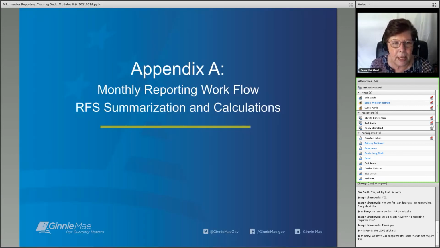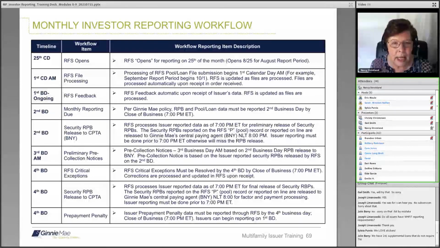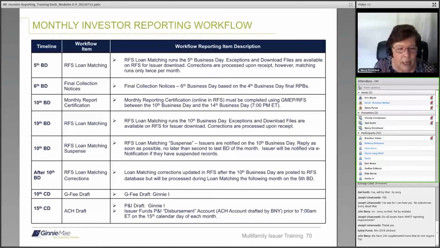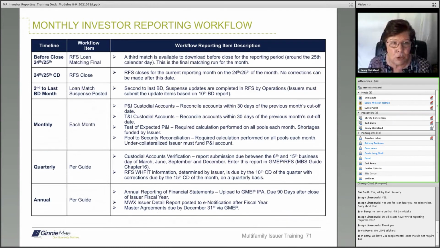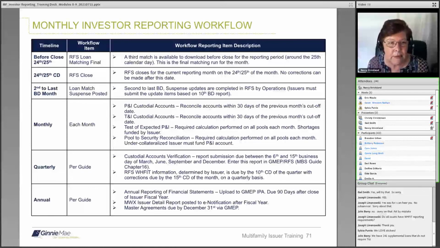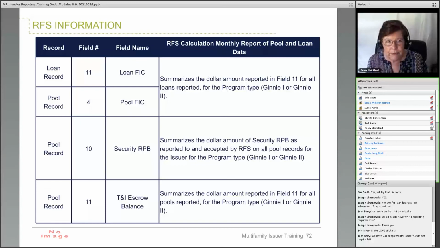Okay, so here's Appendix A, and we're just going to show the next 3 slides, which are the workflow slides. And I think we asked earlier, could have been session 1 on Monday, if anyone actually used these slides for their workflow, and we had a lot of positive feedback. And here is some additional information on RFS and Summarization. It will tell you the record, whether it's the pool or the loan, the field number and name, and it will give you the RFS calculation based on the data that's reported.